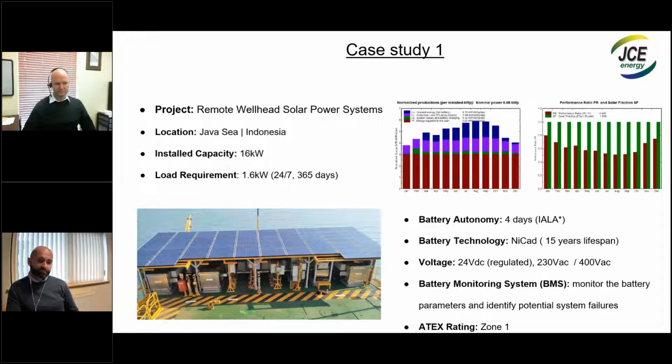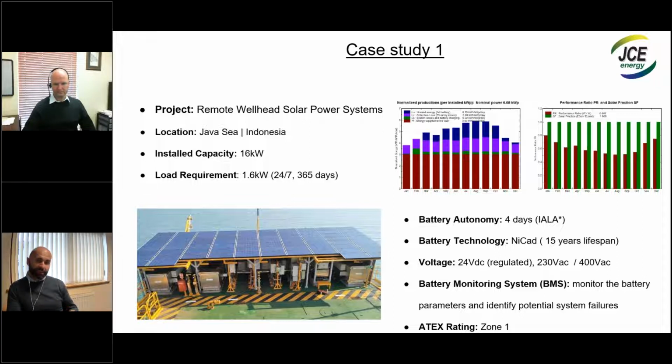It's very interesting to say that we used NiCad batteries in this case. And I must say that the charge controller provided by Morningstar was extremely good in this kind of application, because it gave us the ability to modify the charging parameters to match those of the NiCad batteries, which are pretty particular, to be honest. The voltage required by the system was from 24 volts to 30, and 400 volts AC.